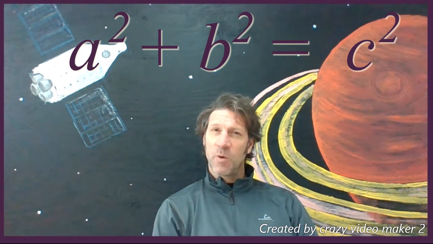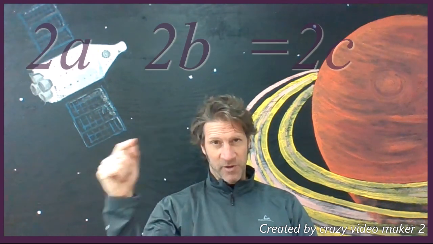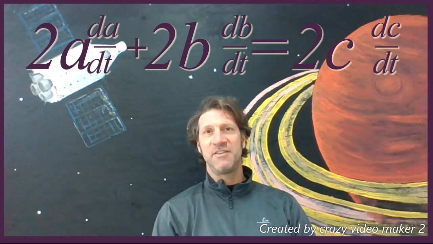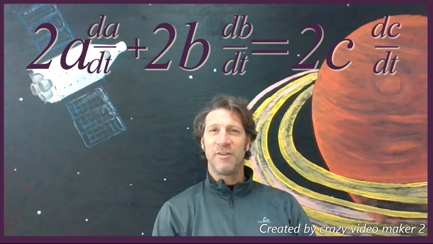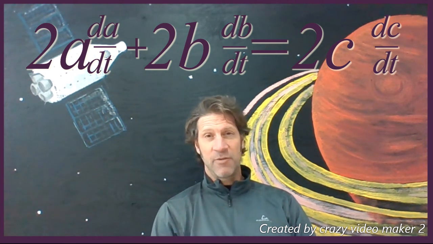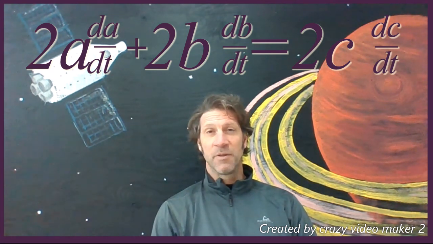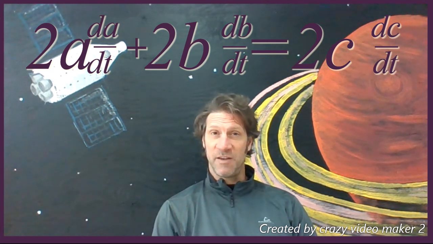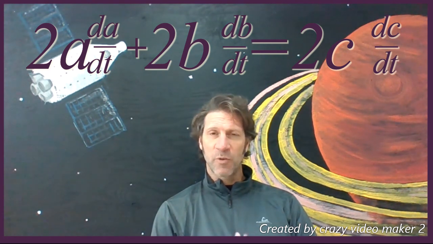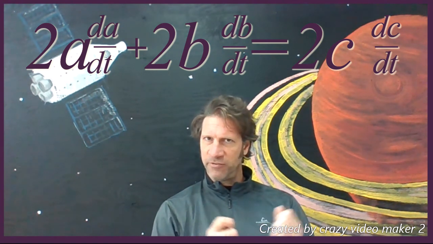So when we have a squared plus b squared equals c squared, when we differentiate that with respect to time, that 2 on the square term is going to come up front, and we get 2a dA/dt plus 2b dB/dt equals 2c dC/dt. Now there are three 2's in here, so we can just cancel them out, and we're left with a dA/dt plus b dB/dt equals c dC/dt. The question we're trying to answer is how fast is c growing with respect to time? So we're trying to solve for dC/dt.